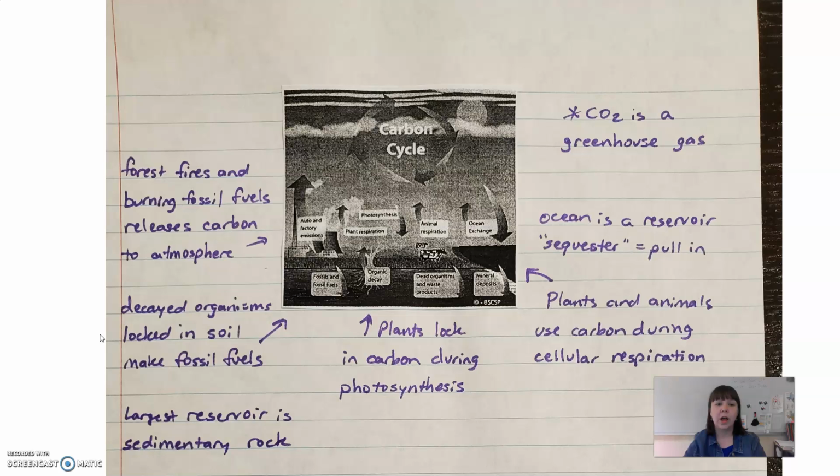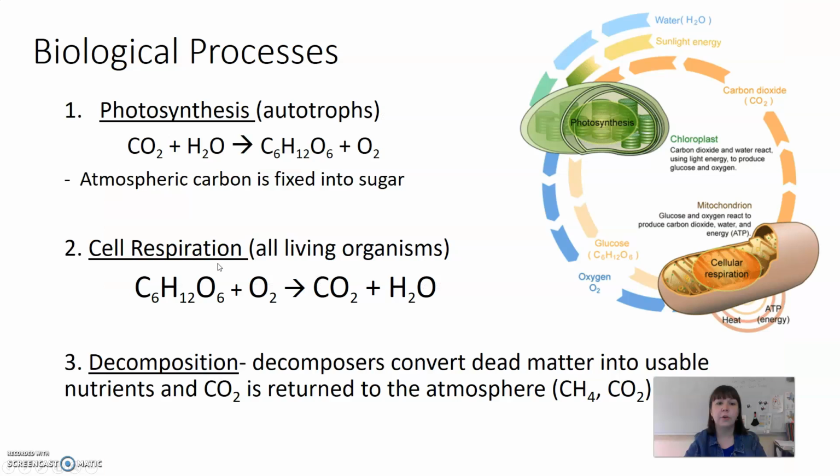Decayed organisms will lock in carbon into the soil, and then over time, if that's allowed to stay and become pressed and compacted, then that could become fossil fuels. And then once we burn those fossil fuels, or if we burn current sources of carbon, like trees and forest fires, then that carbon is released directly into the atmosphere. So it's very easy to kind of disrupt that balance of our carbon cycle.